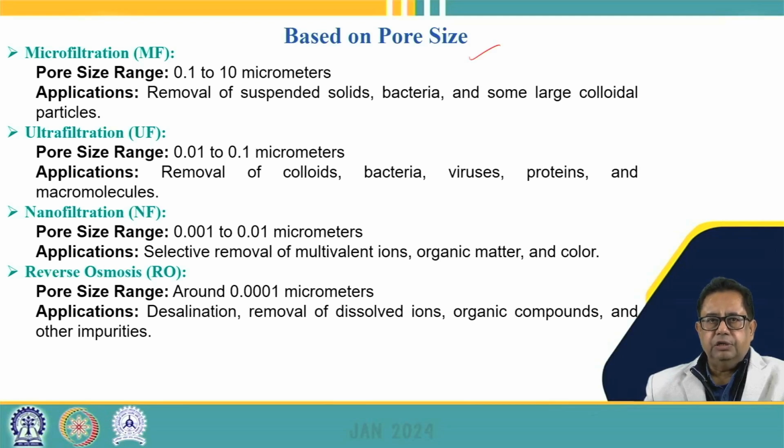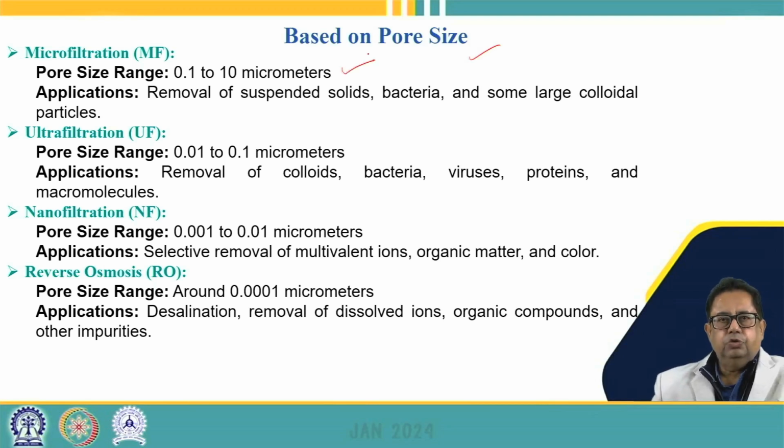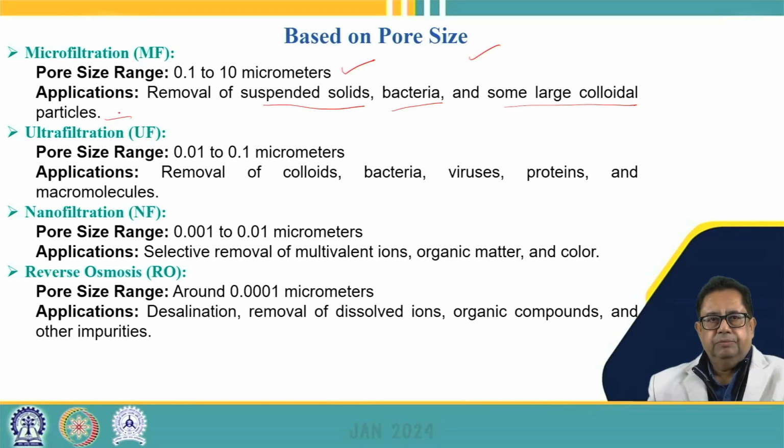As the term suggests, the pore sizes are different for different types of membrane filtrations. For example, microfiltration has a pore size of nearly 0.1 to 10 micrometers, and such membranes can be used for removal of suspended solids because the size is larger. It can also be used for the removal of bacteria when the size is less than 1 micrometer, and similarly for the removal of large colloidal particles.